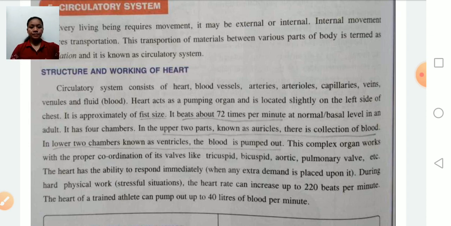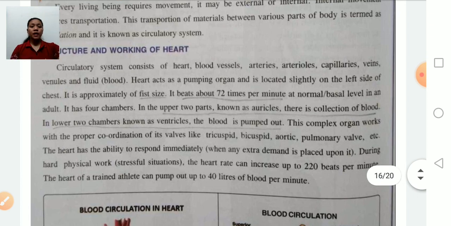In an adult, it has 4 chambers, and the upper 2 chambers are known as auricles. There is a collection of blood, and the lower 2 chambers are known as ventricles. The blood is pumped out.